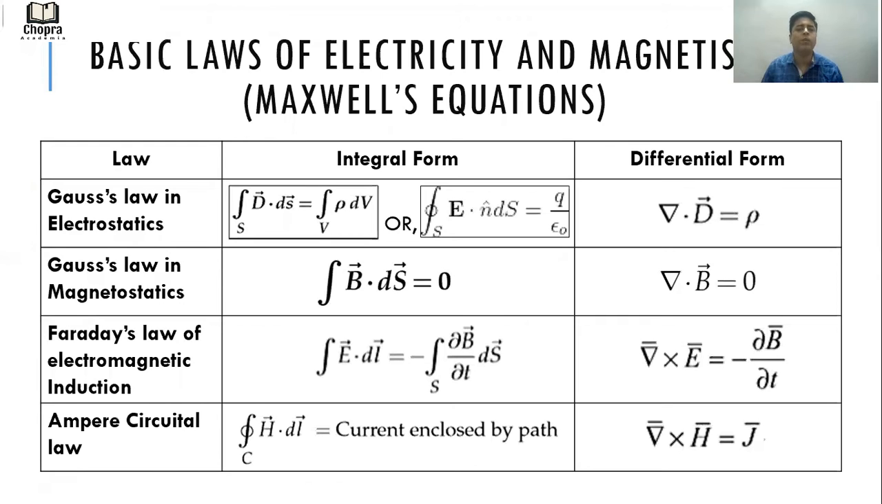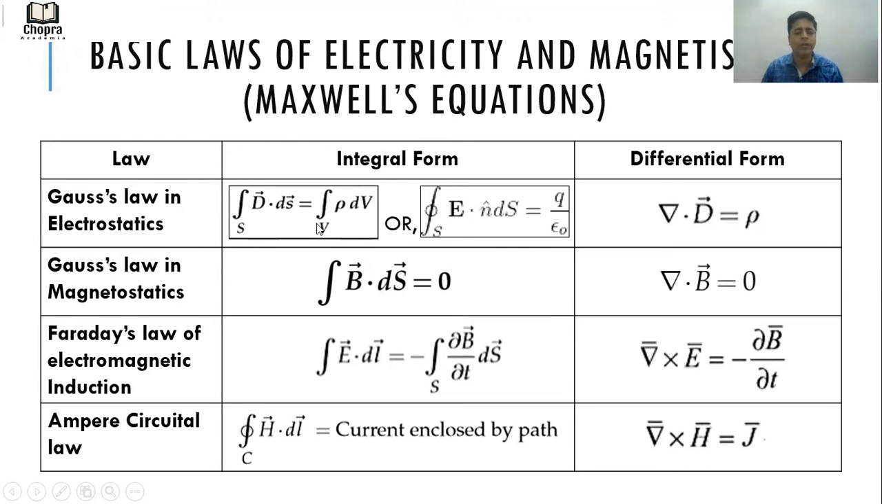Now these are the basic laws of electricity and magnetism. These are commonly known as the Maxwell equations. So the first Maxwell equation is called the Gauss law in electrostatics. Please remember, we'll be using two forms of these equations. One is called the integral form, which you are already aware of, and the other is called the differential form, wherein we write these equations in the form of grad, divergence and curl operators. So this is actually the new thing you will be learning.